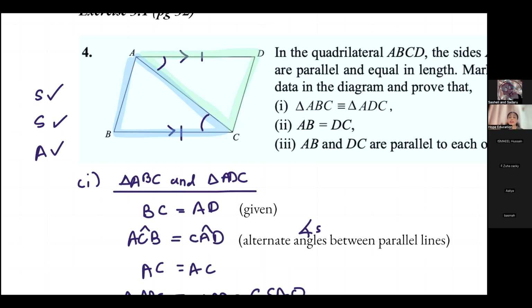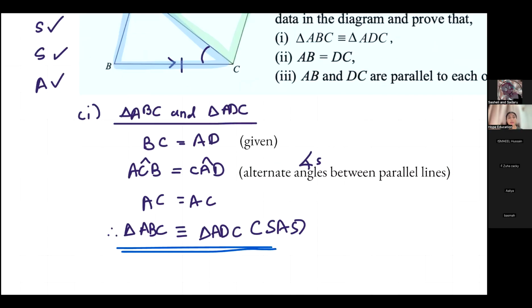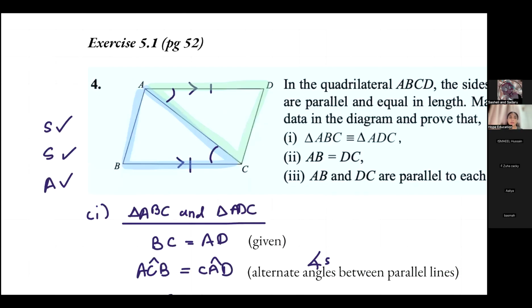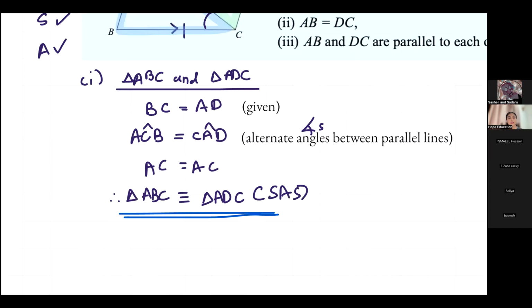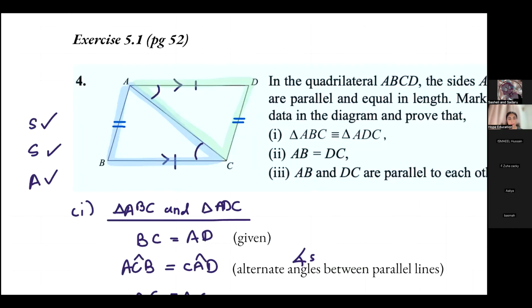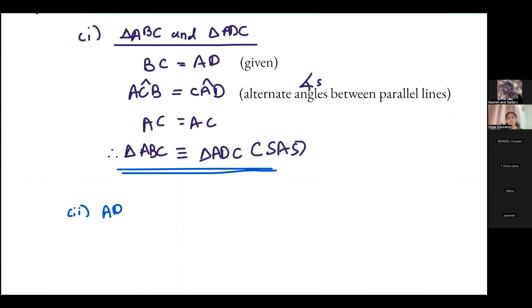Now that we have already said that the two triangles are congruent, we can simply say this side is in fact equal to this side. There's nothing much for us to write. They're asking us to show that AB is equal to DC. We will straight away write that AB is equal to DC. When you're writing the reason, write corresponding sides of congruent triangles.